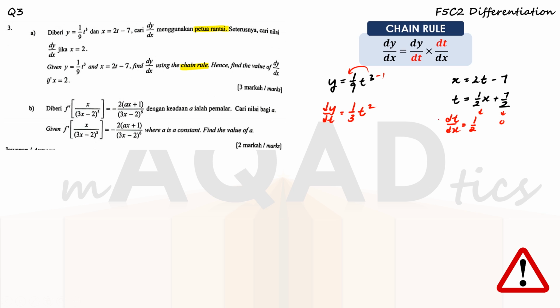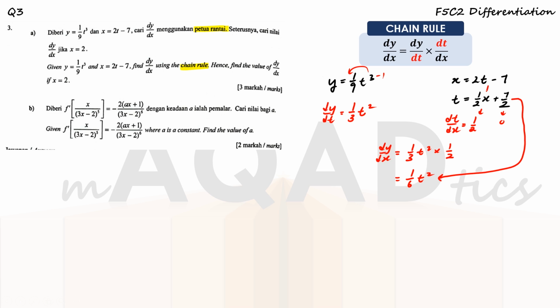Okay, so once we have these two differential equations, we can multiply them to find the value of dy over dx. Here we need to be careful because it says dy over dx, so we would expect something with x instead of t. To change this value of t, we need to substitute using this equation because this equation has x. So let's sub this inside here.